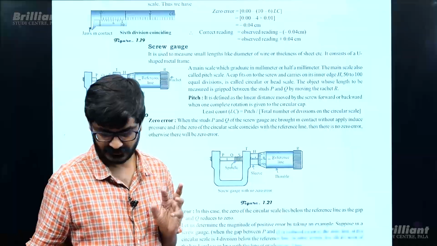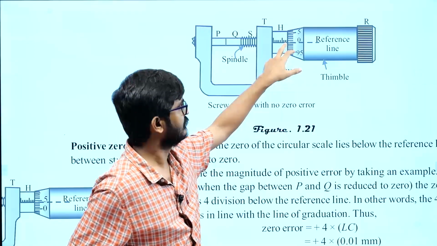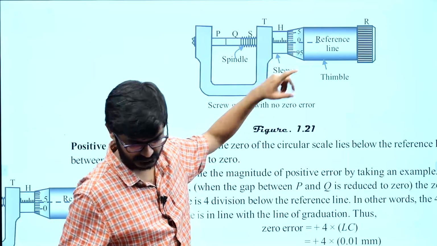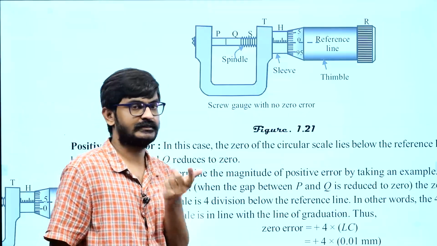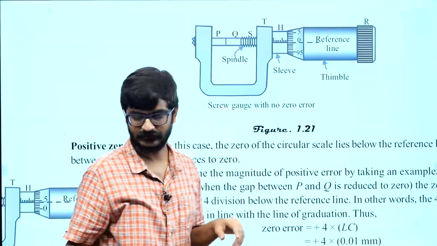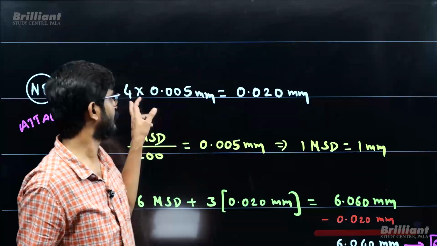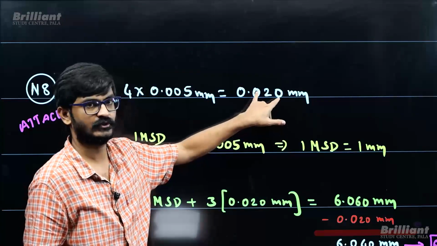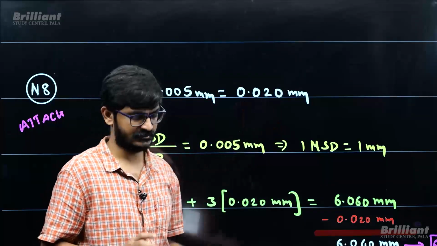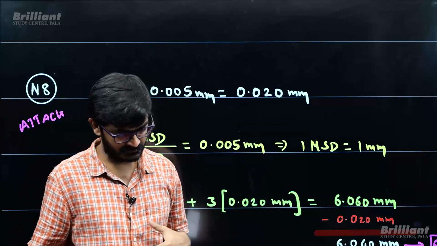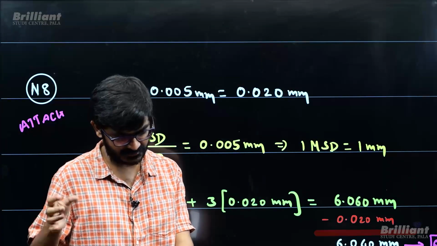So when the screw gauge is placed without any gap like this, it is not showing 0, it is showing 4, they said. It is showing the 4th division of circular scale. So when you put an object of length 0, it is showing some length. How much is that length? 4 times one circular scale division, which is 0.020 mm. So when you put an object of 0 length, it is showing this much.